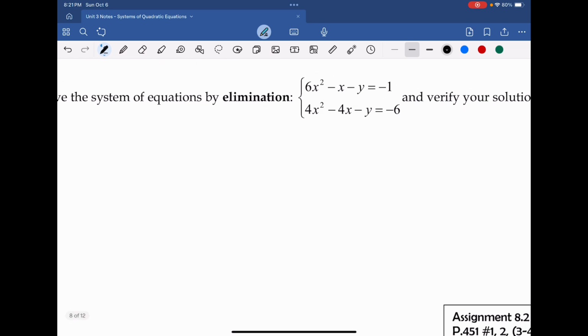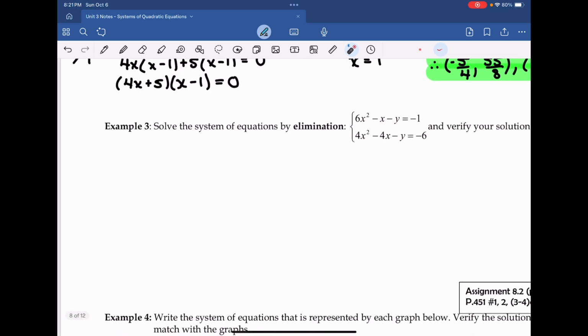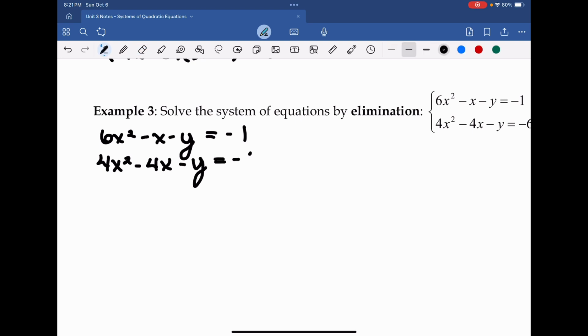What I'm going to do is look at these two equations side by side and ask, is there a variable I can eliminate right away? In this case, I don't have to multiply them because I see a negative y and a negative y. So what we're going to do is rewrite these out here. Starting with the first equation, I have 6x squared minus x minus y is equal to, on the other side, negative 1. And then we have 4x squared minus 4x minus y is equal to negative 6.